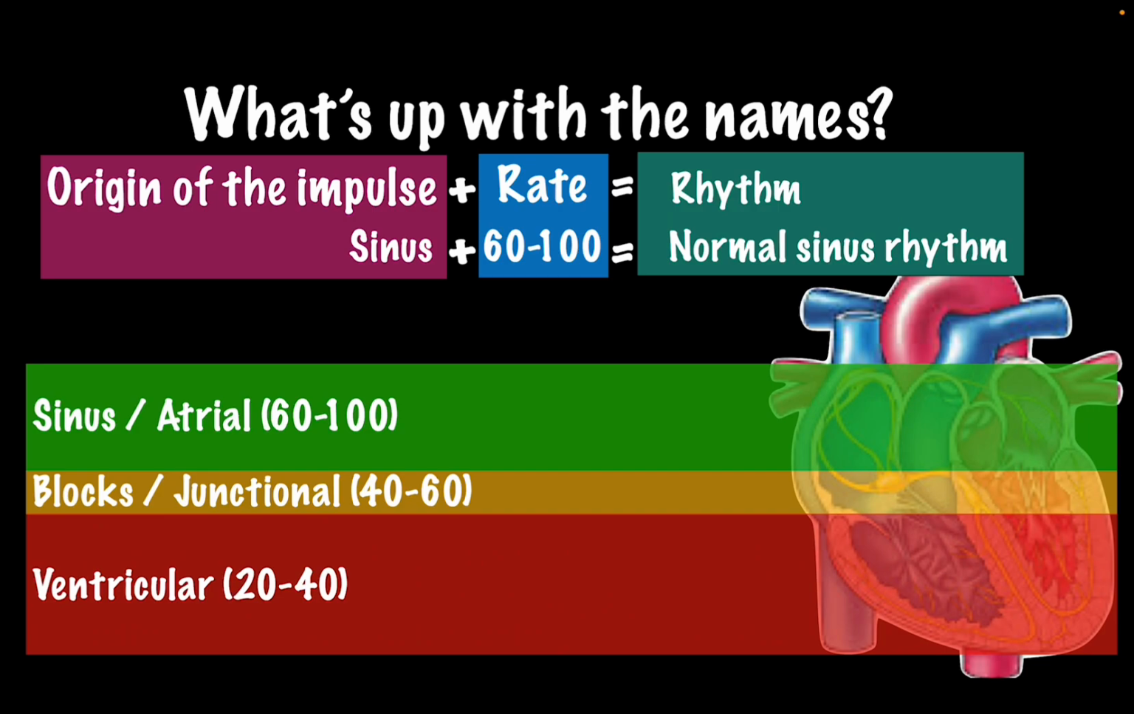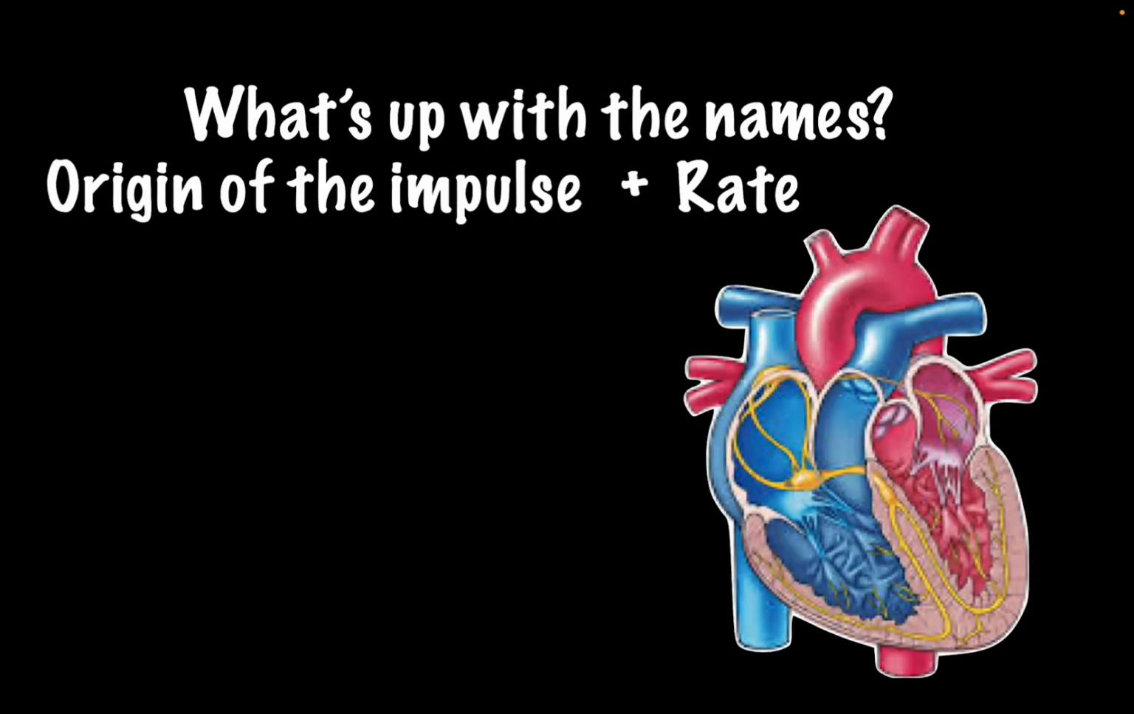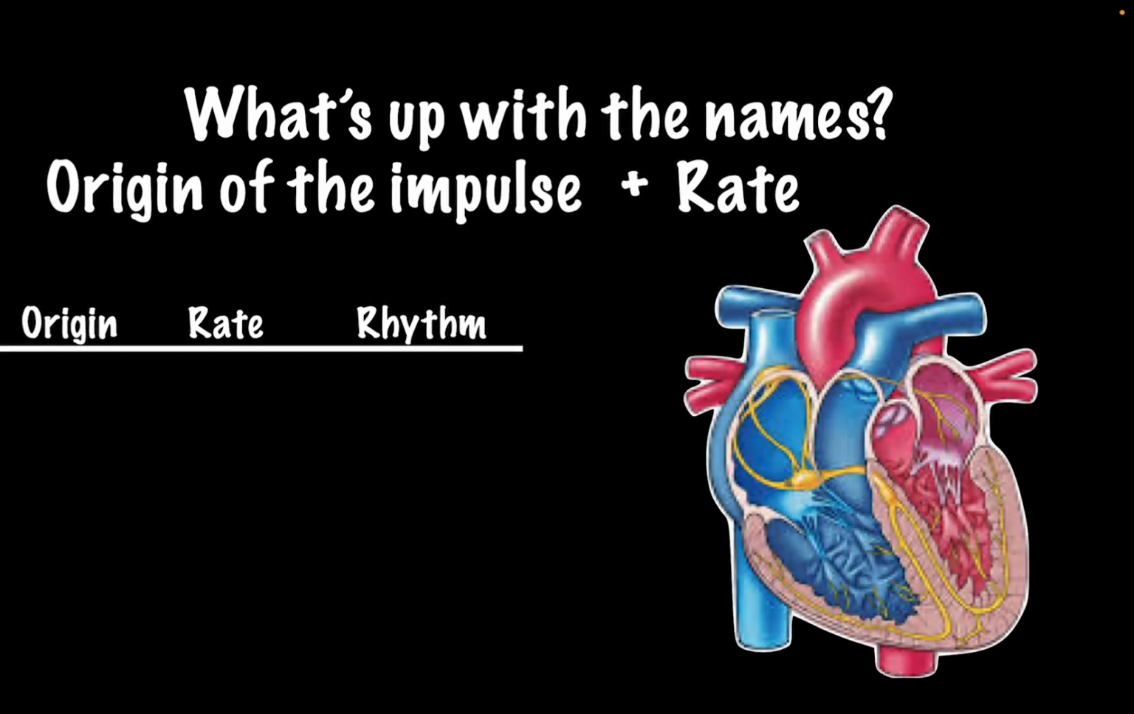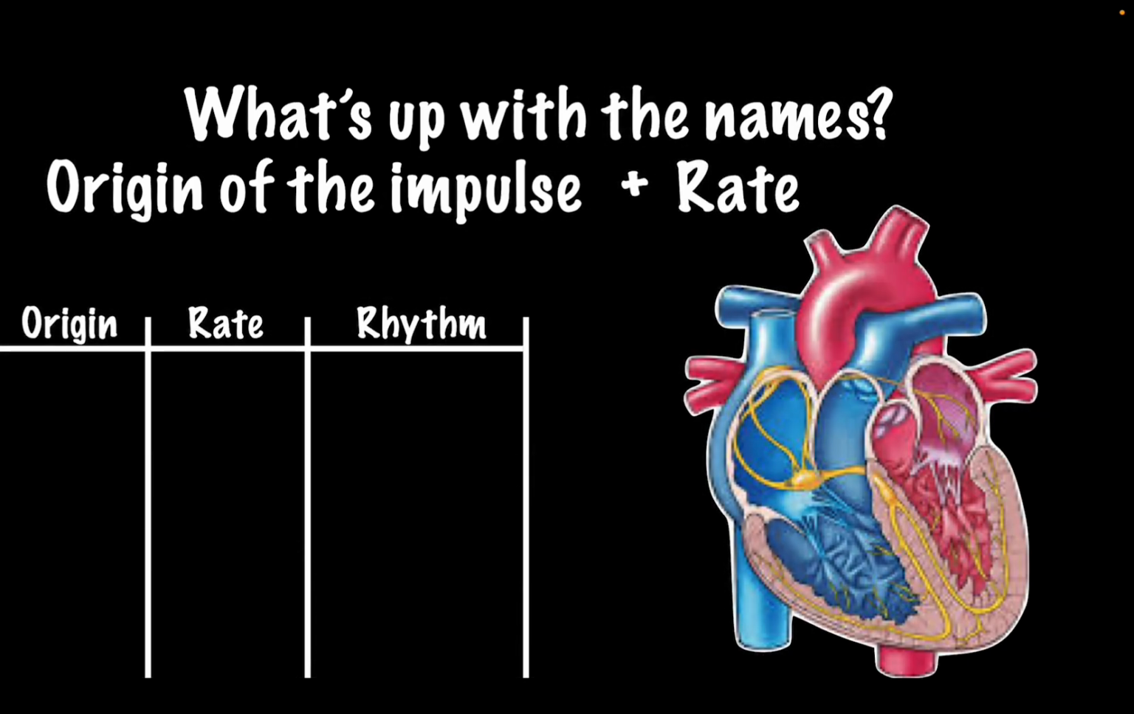You want to try some more? All right, let's try some more. Here we go. Origin, rate, and rhythm. All right, so for our first example, we have an impulse initiating in the sinus node. We have a rate between 60 and 100. We just went over this one. What's the rhythm? You're right, normal sinus rhythm.